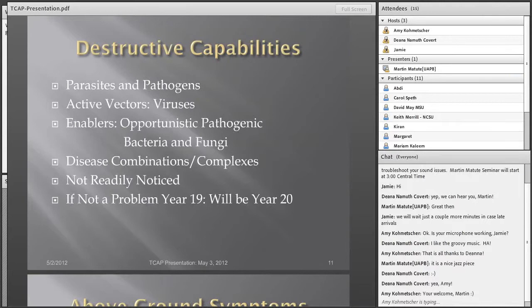So what makes plant parasitic nematodes so destructive? What is it that they actually have? What's their capability? So the first point is, these are parasites in their own respect and pathogens in their own respect. As we all know, parasites and pathogens are destructive to their host, because they get nutrients from their host.